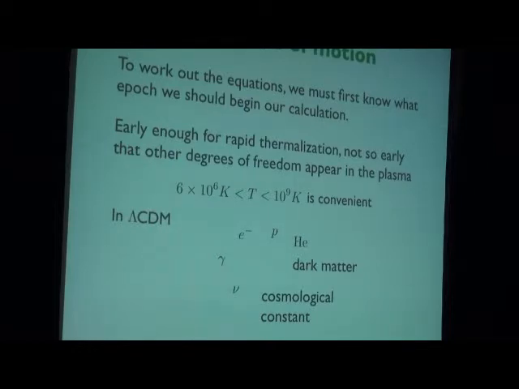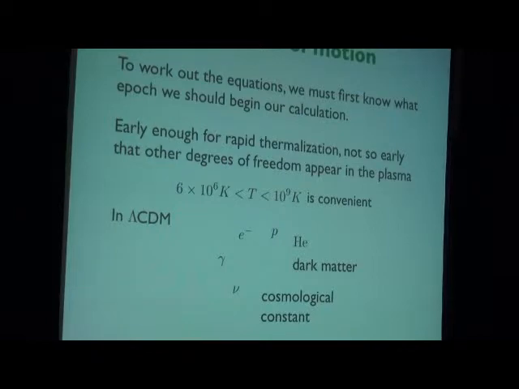And to do it, we first have to know when we should start our calculation, at what temperature we should start it. And it's convenient to start it early enough so we know how to set the initial conditions easily, meaning the scattering should be rapid enough so things thermalize efficiently, but it shouldn't be so early that other degrees of freedom appear in the plasma. So if I go to high enough energies, I have electron-positron pairs. In principle, you can start evolving from even earlier, but it's inconvenient because it makes the equations more complicated.